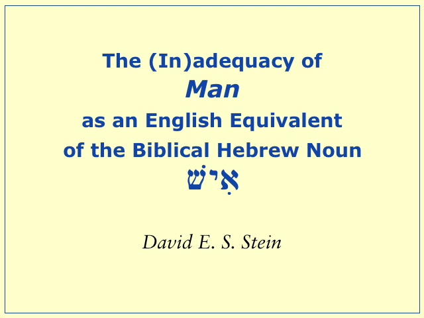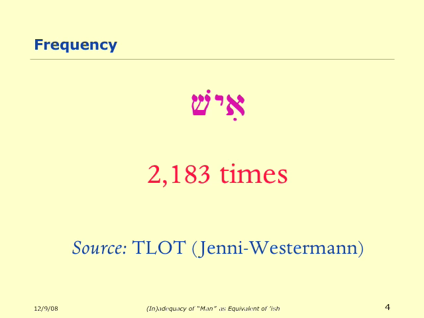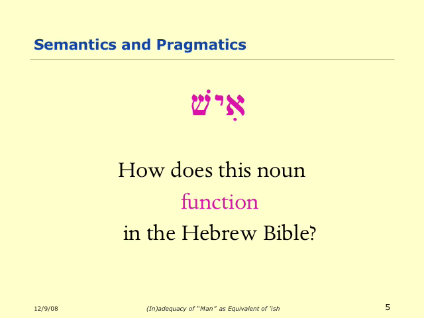The adequacy or inadequacy of "man" as an English equivalent of the biblical Hebrew noun ish. The common noun ish is one of the most frequently occurring nouns in the Hebrew Bible, appearing 2,183 times according to one of the more recent reference works. I myself have not yet investigated every instance. Yet in recent years I have sought to clarify how the word ish generally functions.